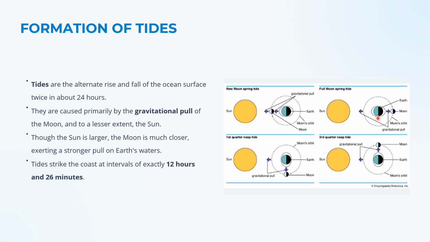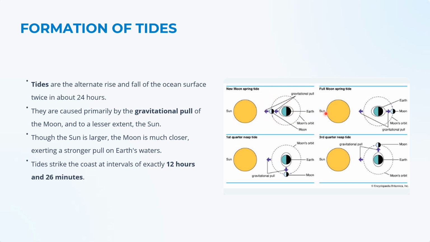So you can see the image, you'll understand it. This is the first case, the new moon spring tide. That is when sun, moon, and this is earth, sun, moon, and earth are in the same position, and the moon is between the sun and earth. Then this gravitational pull is very high, and spring tide is taking place.